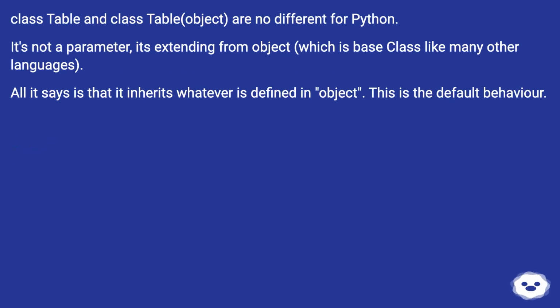Class table and class table object are no different for Python. It's not a parameter, it's extending from object, which is a base class like many other languages. All it says is that it inherits whatever is defined in object. This is the default behavior.